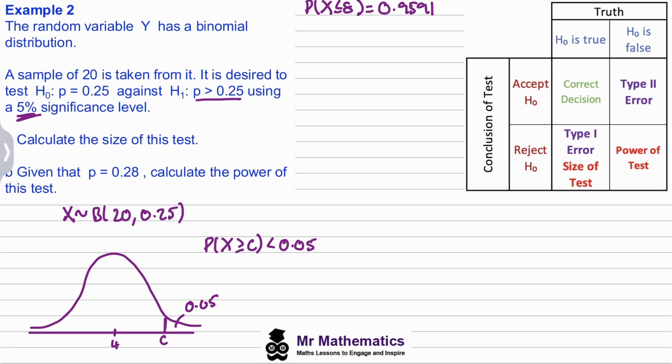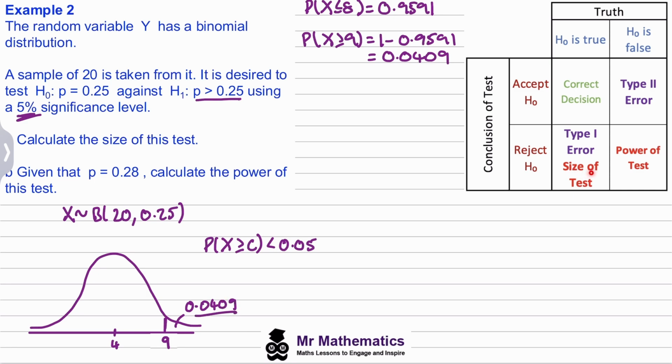0.9591. So we're looking at the critical region when X is greater than or equal to 9, which is 1 minus the 0.9591, which works out as 0.0409. So if we label on our diagram, now the critical value is, and this actually has an area of 4.09%.